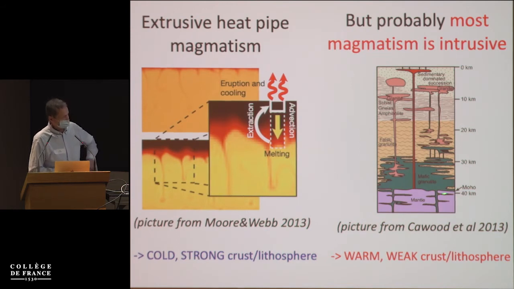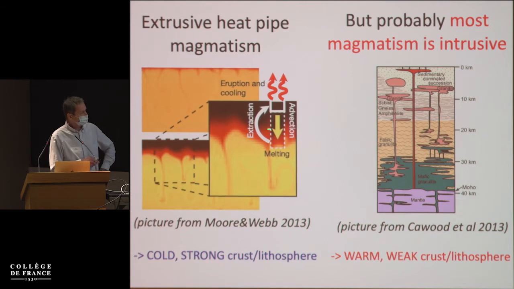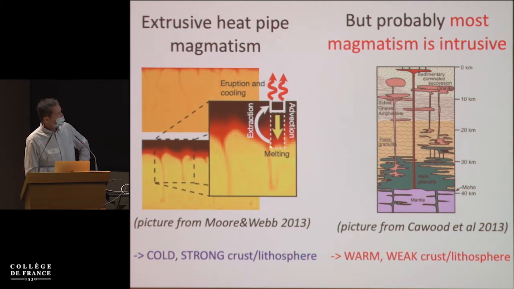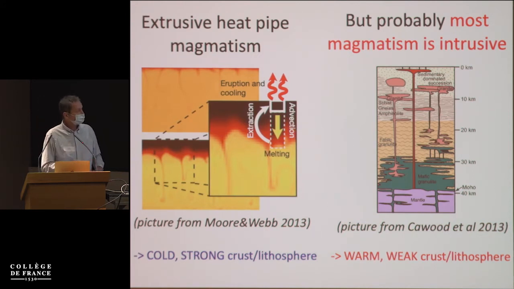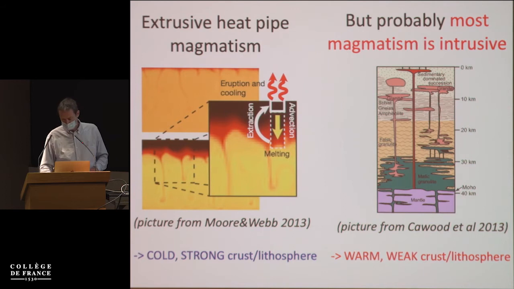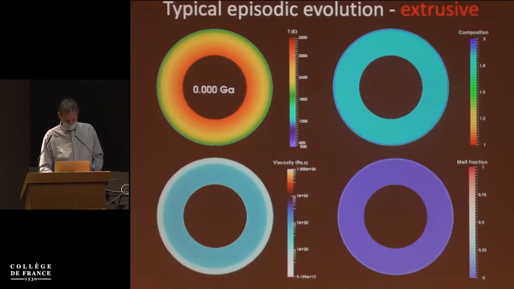However, in nature, in the Earth, it's thought that a lot of the melt that's produced goes to intrusive magmatism instead of extrusive magmatism. And this is expected to have a quite different mechanical effect, because when you keep putting cold basalt on the top and then burying it with more cold basalt, you end up with a cold crust and lithosphere. And cold tends to be strong. Whereas if you keep injecting hot magma into the crust, then this will tend to warm up the crust. So here we expect a warm, weak crust. So this is expected to have quite different dynamics, and it does.